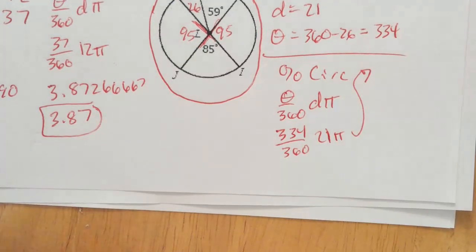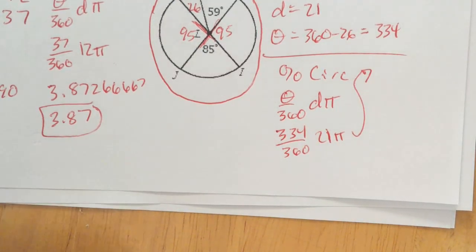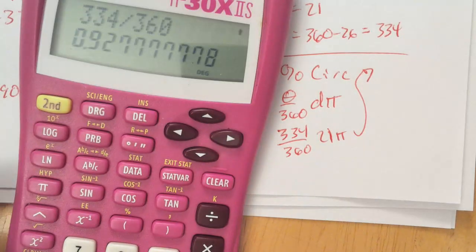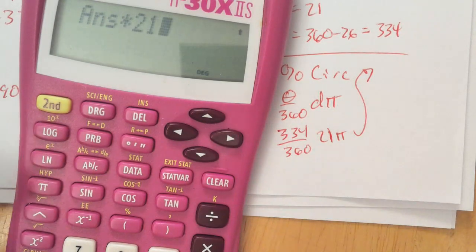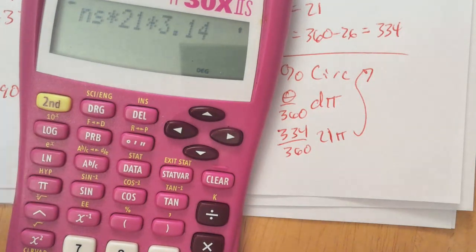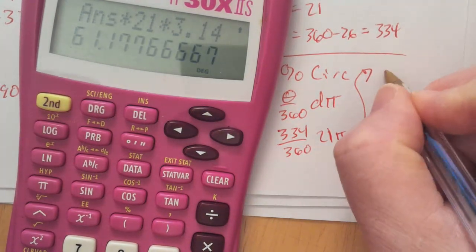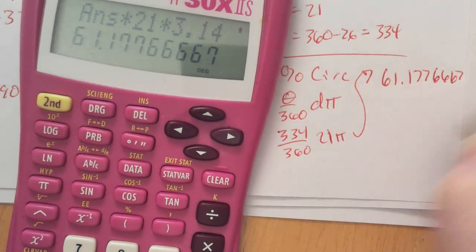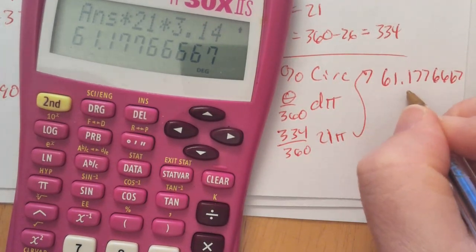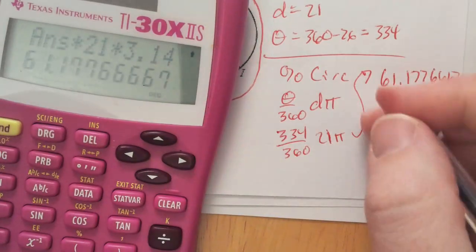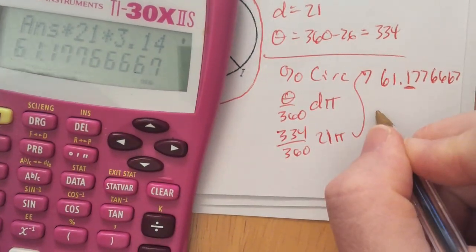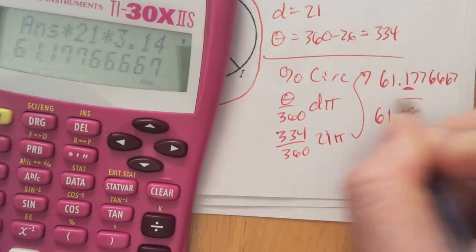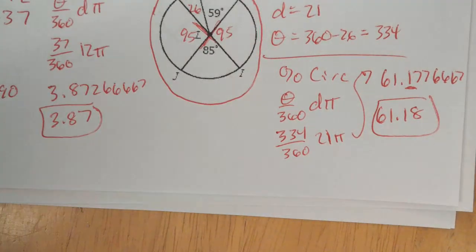Ran out of room, so I'll put it up here. So 334 divided by 360, I get this decimal times 21 times 3.14. And I get 61.17766666667. And they said to nearest hundredth, so that'd be 61.18. And there's your final answer.